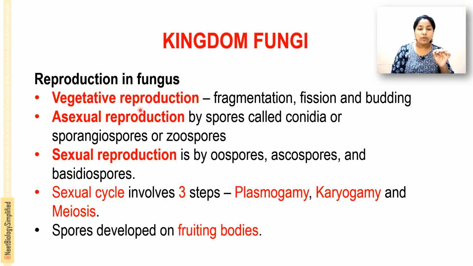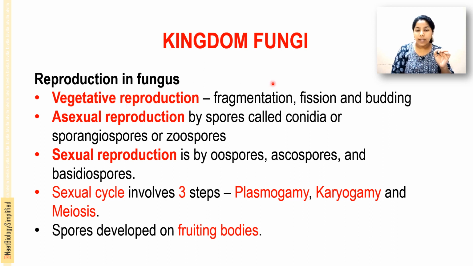The asexual mode of reproduction is by spore formation, called conidia, sporangiospores or zoospores. Sexual reproduction is by the oospores, ascospores and basidiospores.